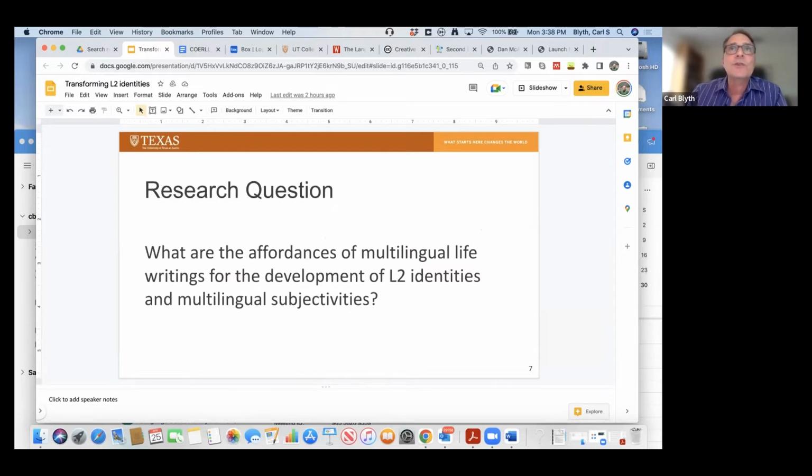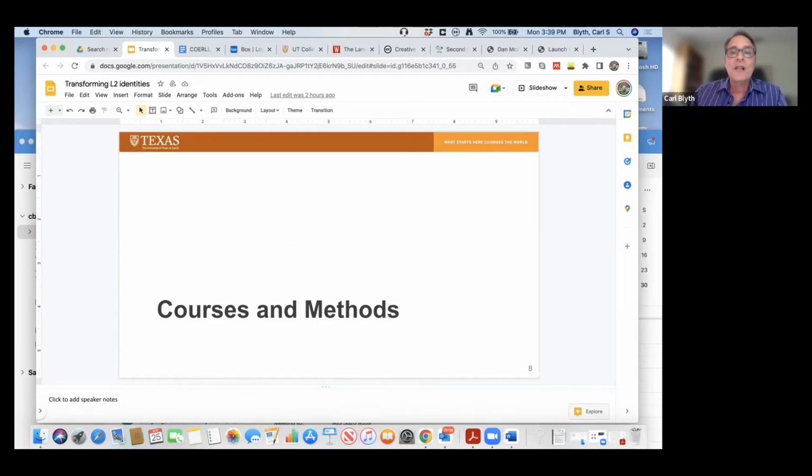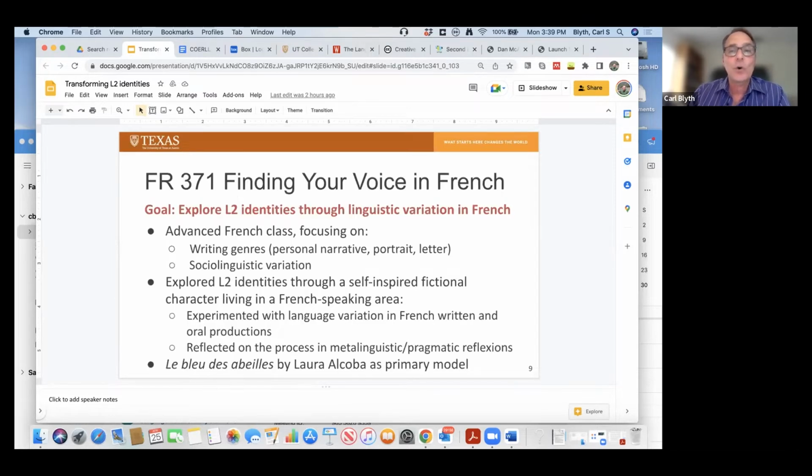But our basic research question, and I'm kind of framing this as both research as well as curriculum development, was: what are the affordances of multilingual life writings for the development of L2 identities and multilingual subjectivities? Now, multilingual life writing as a genre simply means multilinguals writing about their life, which is pretty general. It can take the form of a narrative, but it can also take the form of essays and even poetry. So we developed two different courses, and I'm going to quickly go over them.